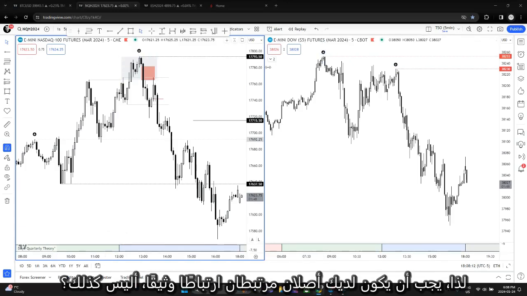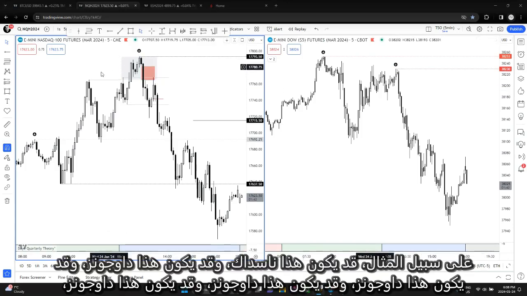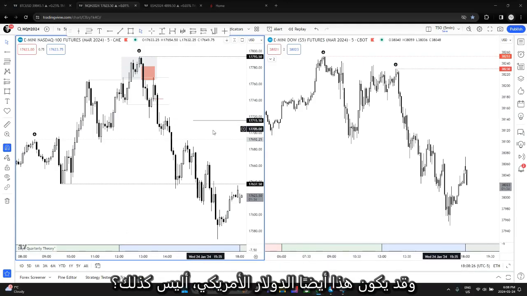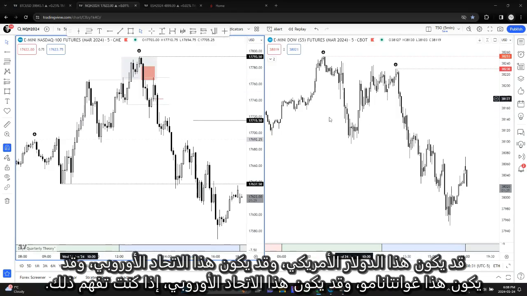So you have to have two closely correlated assets, right? For example, this could be NQ, this could be ES, this could be ES, this could be Dow Jones, this could be Dow Jones, and this could even be the US dollar, right? This could be the US dollar, and this could be EU, this could be GU, and this could be EU, if you understand.